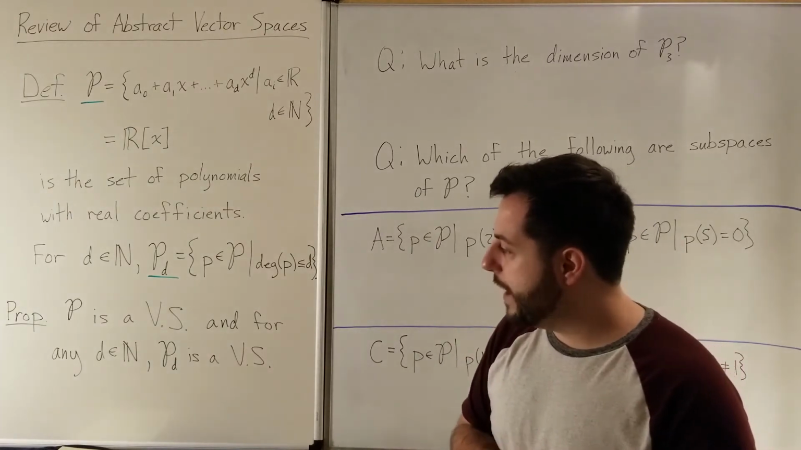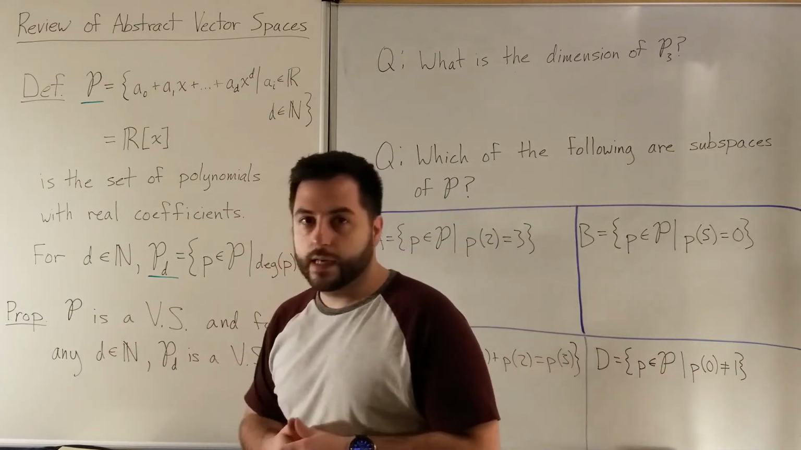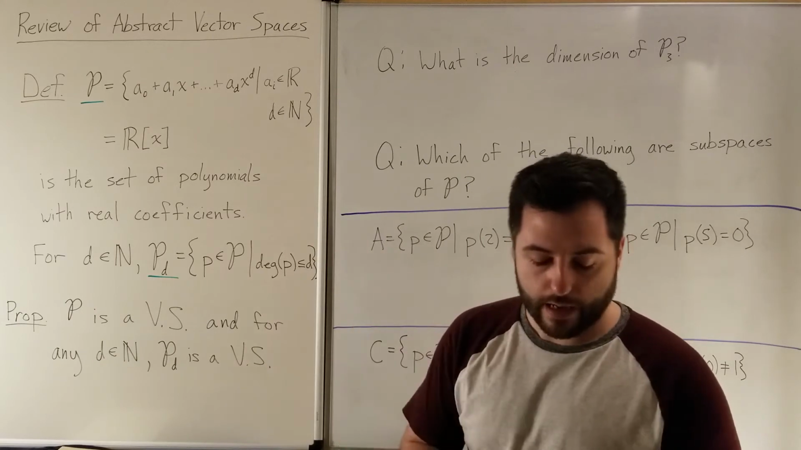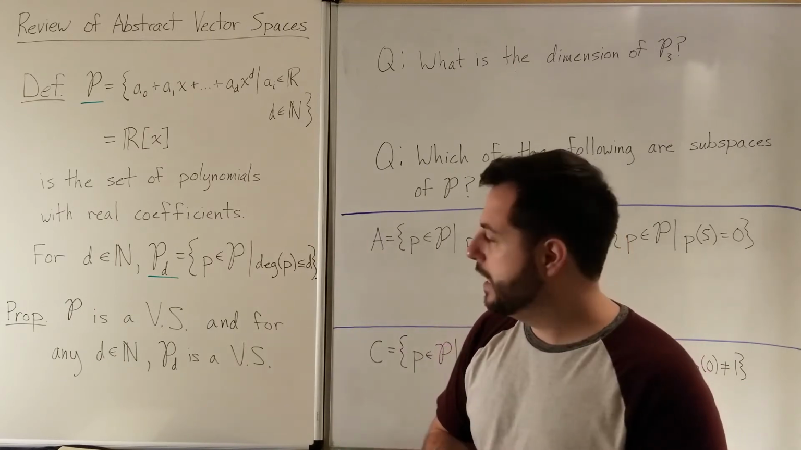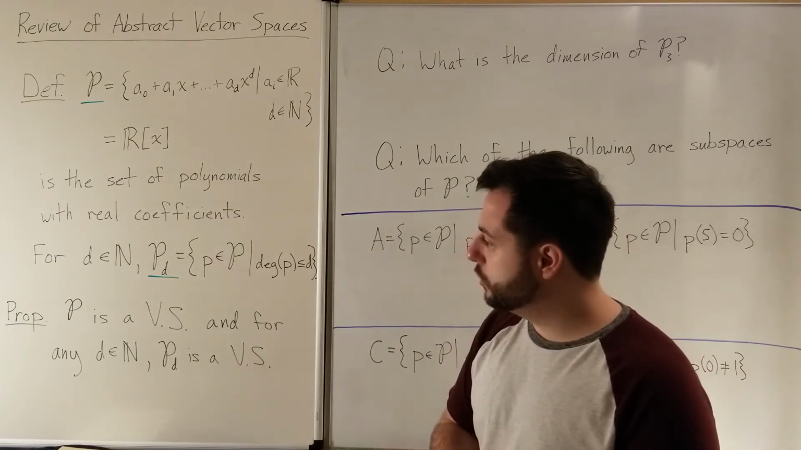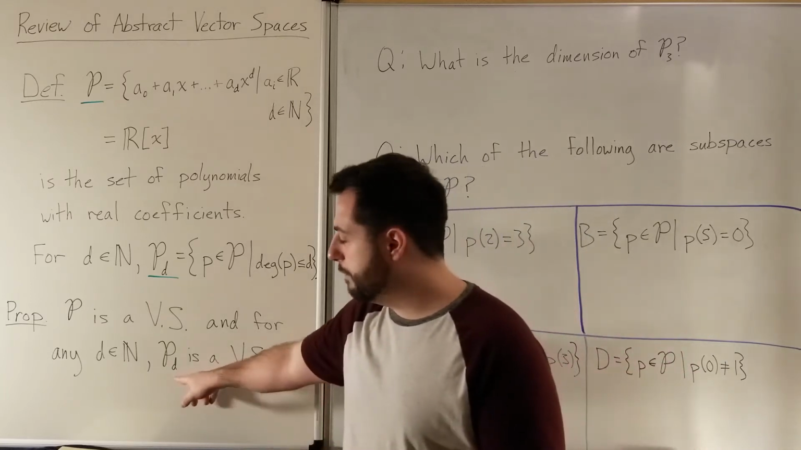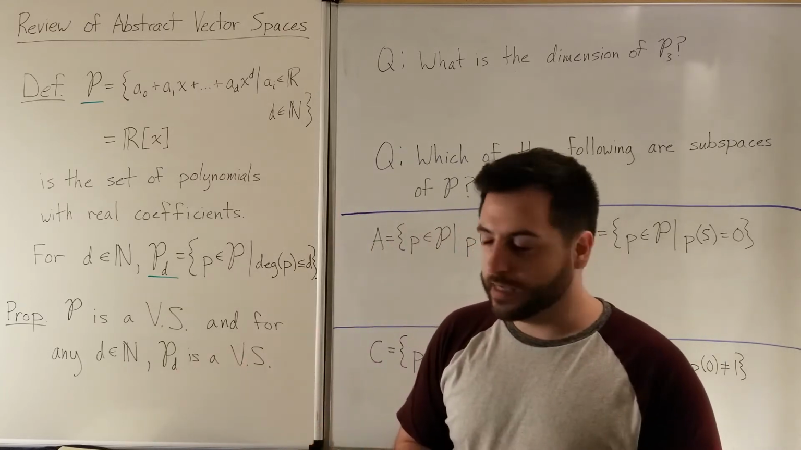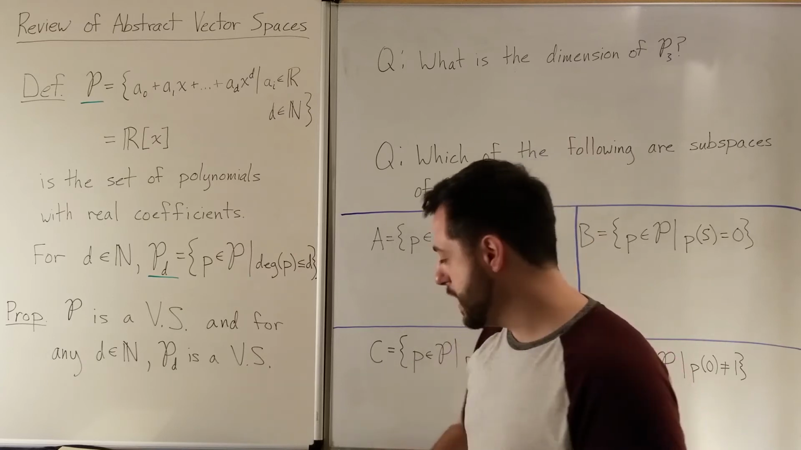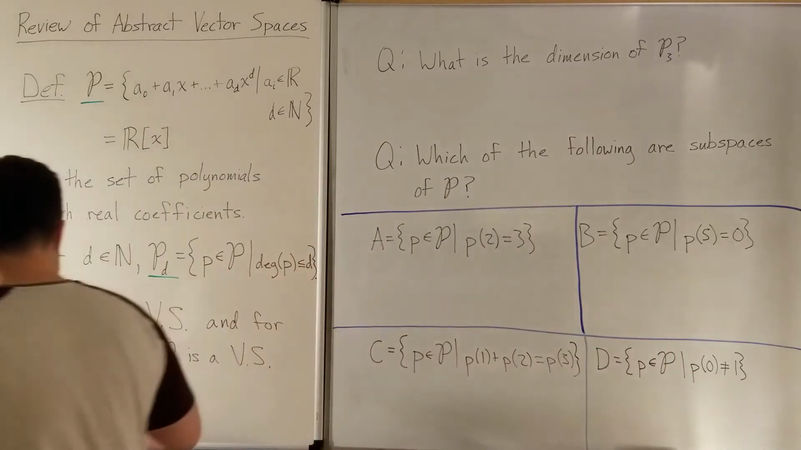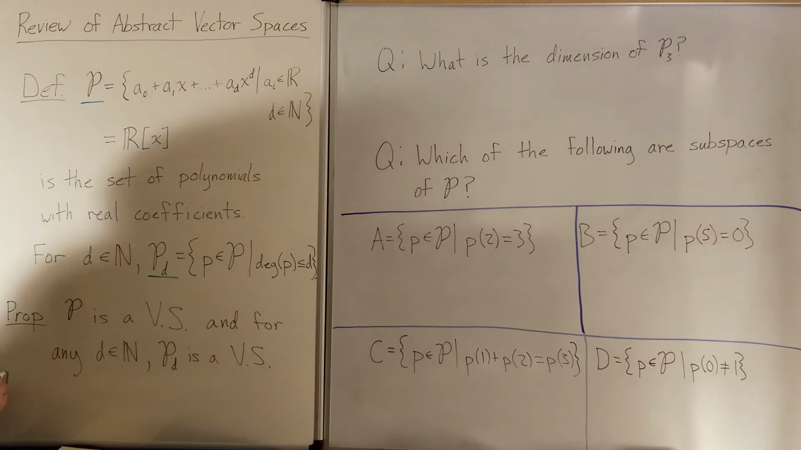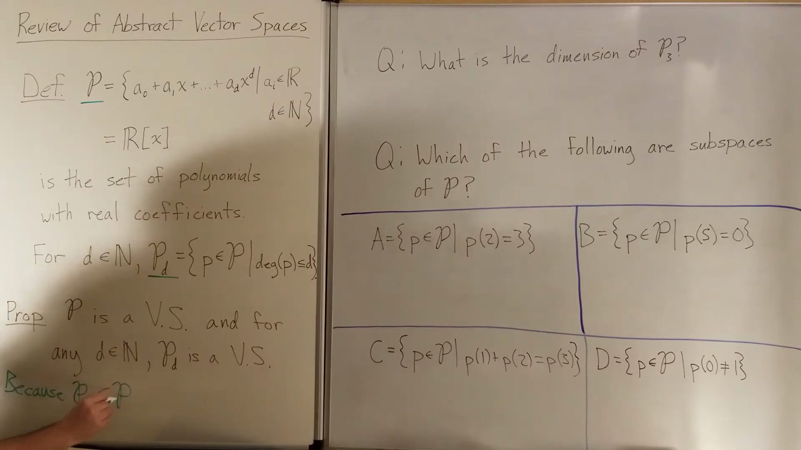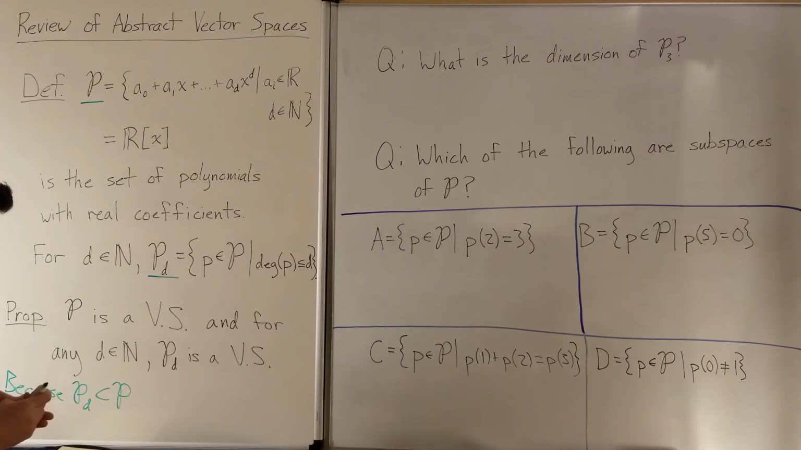We're going to use the fact that we already know P is a vector space by going through that list of 10 items. And there is a much shorter list that we can go through for P sub d because P sub d is a subset of P. So because P sub d is a subset of P, we only need to check three things.